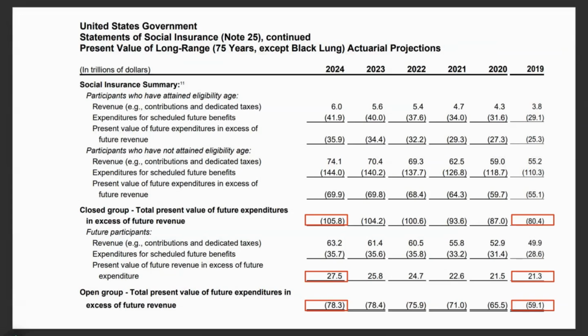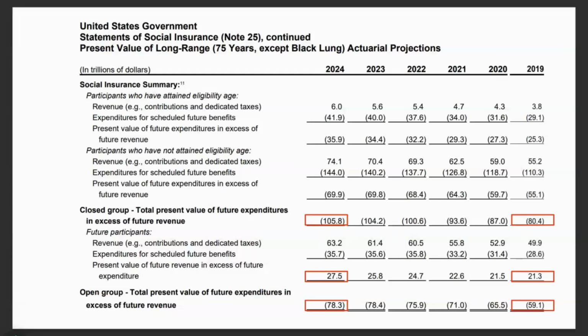So you can see at the highest red block there of $105.8 trillion shortfall in our social programs at the end of fiscal year 2024. 5 years ago, at the end of 2019, this was only 80 trillion. So we've gotten 25 trillion worse over the last 5 years, about 5 trillion per year, additional costs in our social programs.